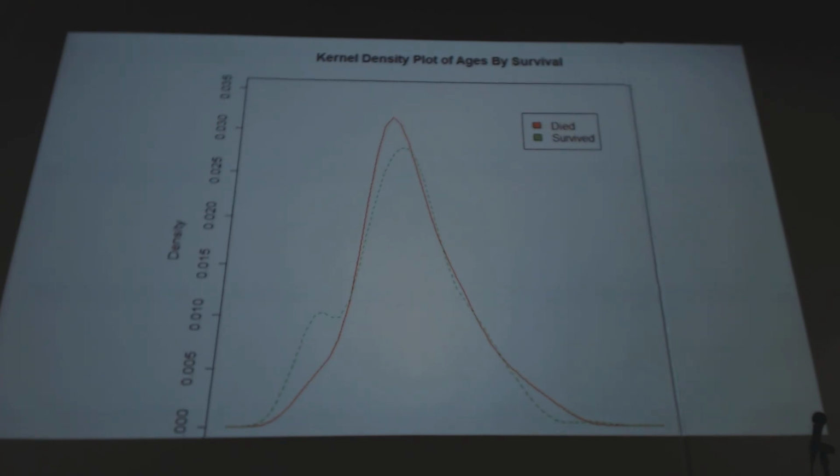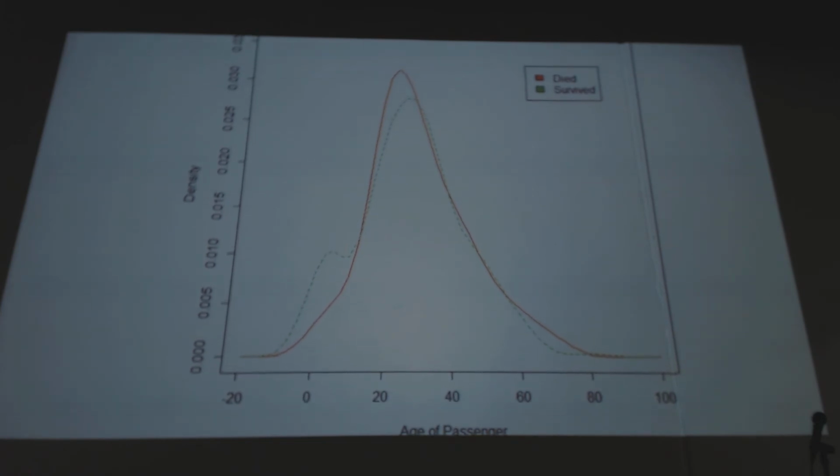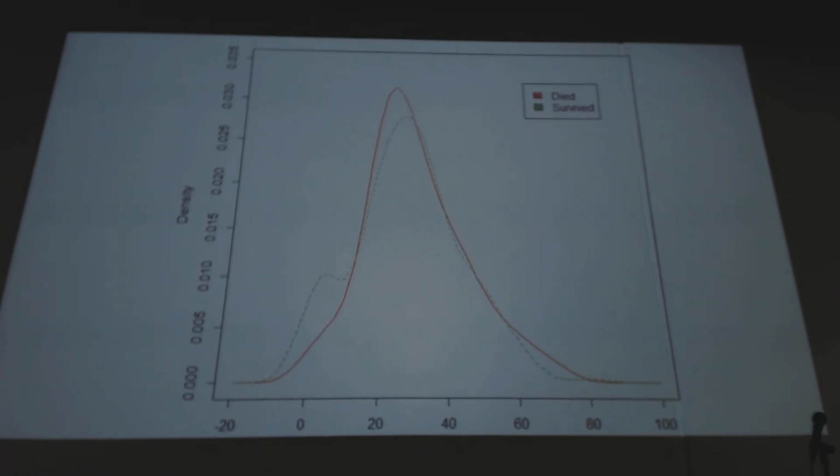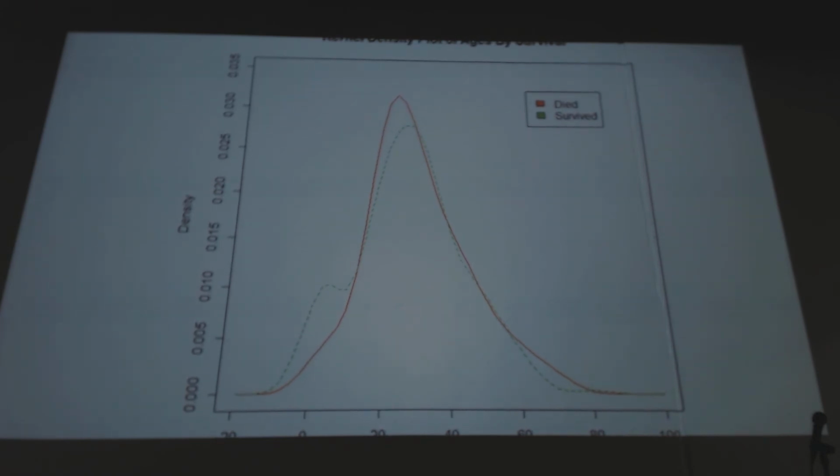Okay, so we have this kernel density plot. This is the distribution of ages by survival. The red one is the distribution of people who died versus the green one, the age distribution of people who survived. Any insights here? Do the two look different?